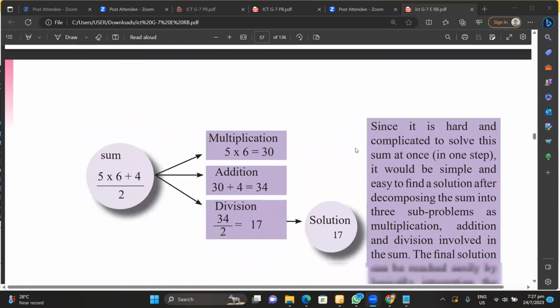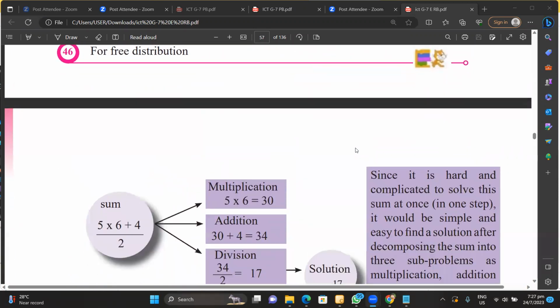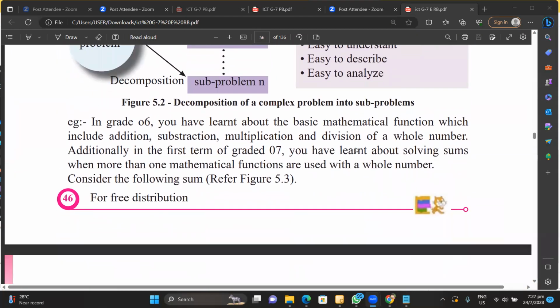Okay, now we have discussed how to solve a large problem. Okay, I will ask a question. 5 into 6 plus 4, divide by 2. Everything you need to divide by 2. How can you find the solution for this problem? What is the answer for this problem? How to calculate this? Can anybody tell? How can I calculate this?